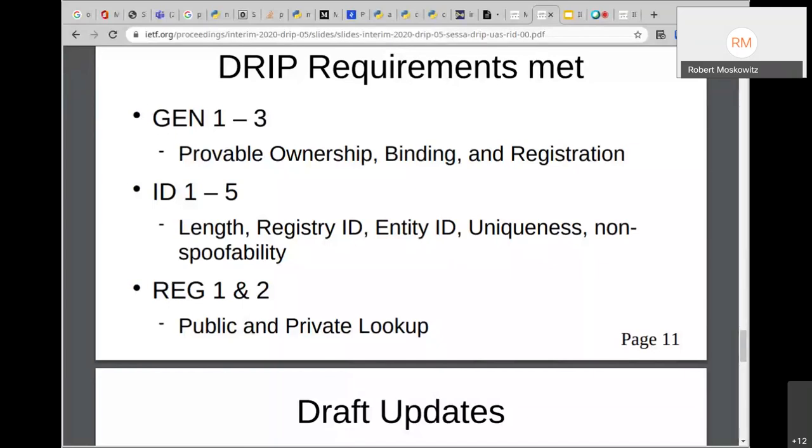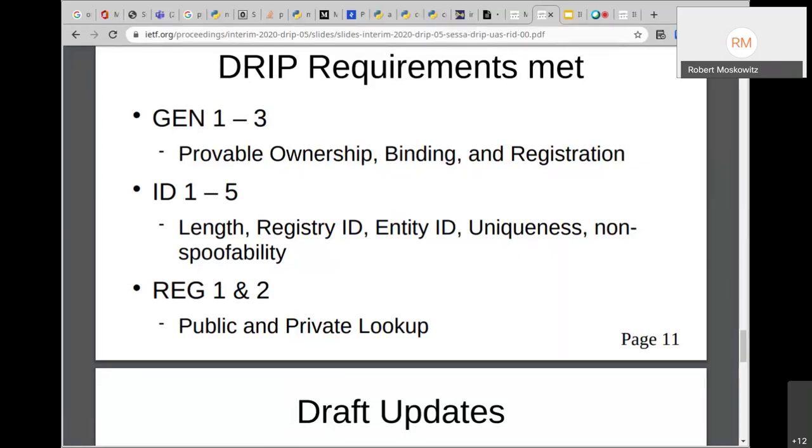It does specify meeting the length and uniqueness, and again the non-spoofability. In its use, in and of itself, it's how it's used which provides the non-spoofability. So again, am I facilitating non-spoofability, or am I providing it? We can discuss that fine point and how to resolve that within the text of the draft.